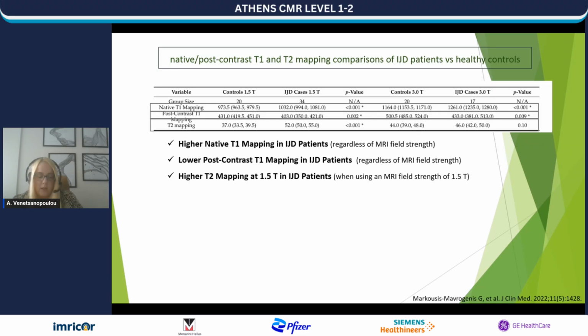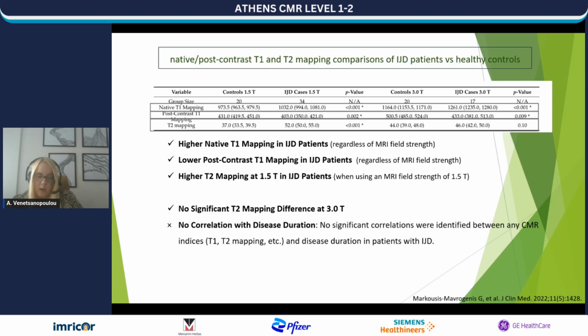They also had a lower post-contrast T1 mapping, indicating diffuse fibrosis. These abnormalities were present even when routine tests were normal. What's especially striking is that these findings did not correlate with disease duration. In other words, the cardiac involvement was not simply a late complication. It could present at any stage of the disease.